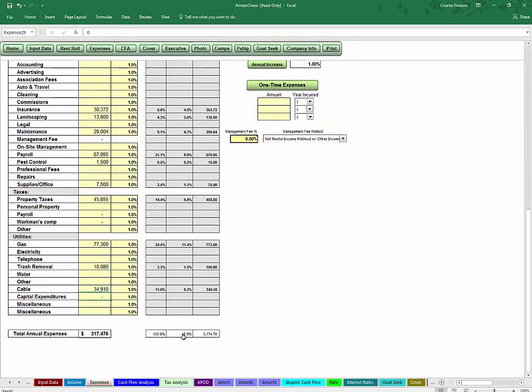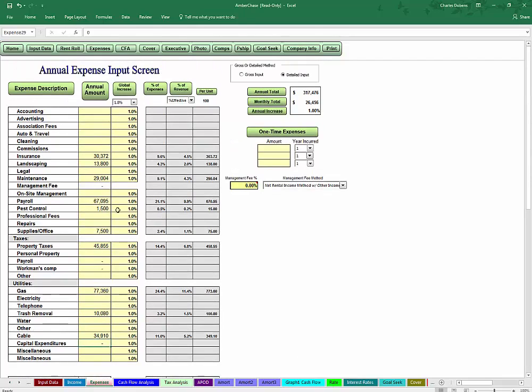Because if you look down, wow, look at it, it's still only at 46% expense ratio. It's like we're missing stuff. Let's run through some stuff. Accounting is going to cost you $1,500 a year. Advertising, we're going to do $25 per unit per year. Cleaning, I don't know what these properties look like, so I don't know if there's common area cleaning issues. Commissions, legal, on-site management. Here we go. Management fee. Boom. We're going to charge 6%.